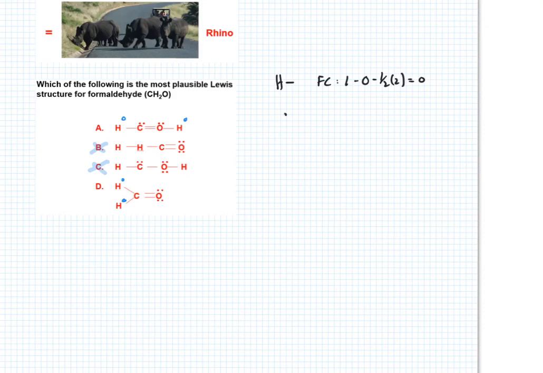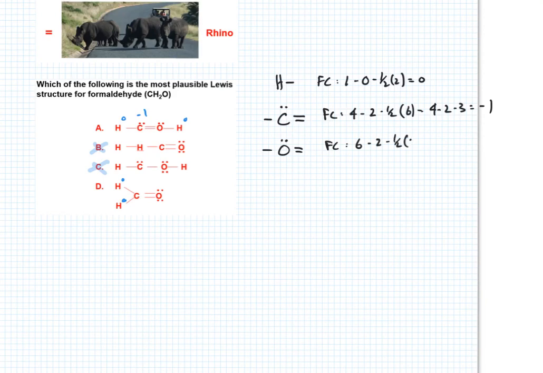Now we have a carbon with a lone pair, a single bond, and a double bond. So the formal charge on this is 4 minus 2 minus 1/2 times 6, which is 4 minus 2 minus 3, equal to minus 1. And we also have an oxygen with a single lone pair, a double bond, and a single bond. So the formal charge on this is 6 minus 2 minus 1/2 times 6, which is 6 minus 2 minus 3, and that one is equal to plus 1.